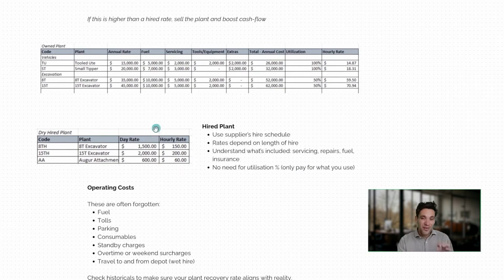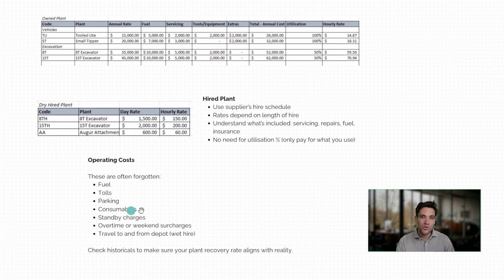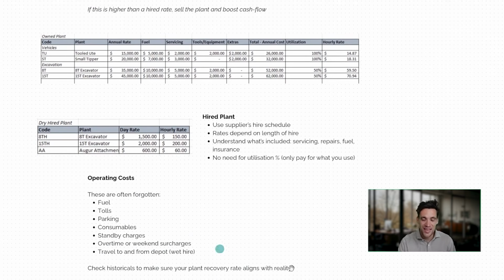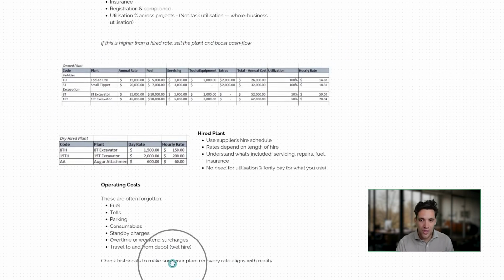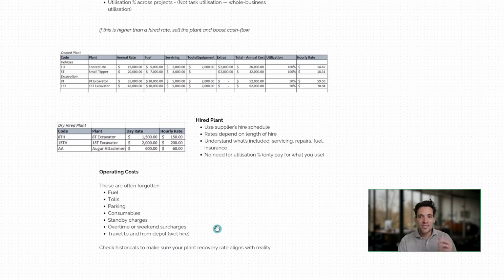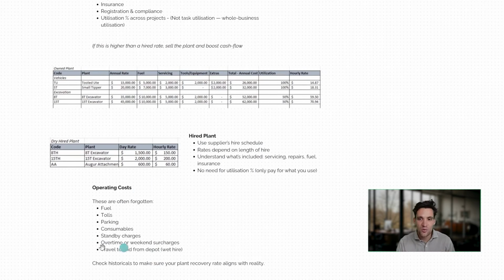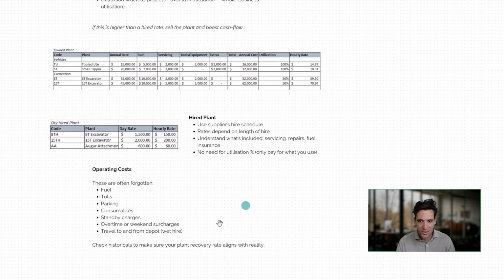costs. On top of that project cost recovery rate, we've also got our operating costs of plant. These are going to be things like fuel, tolls, parking, consumables, standby charges, overtime or weekend surcharges. And if we're getting billed for it from a subcontractor, travel to and from the depot. Again, you just really need to understand the terms and conditions of the supply agreement, or for any owned plant, what all the costs actually are of running that.